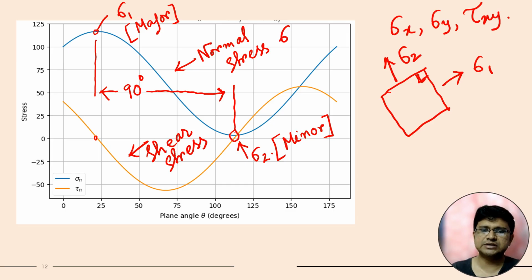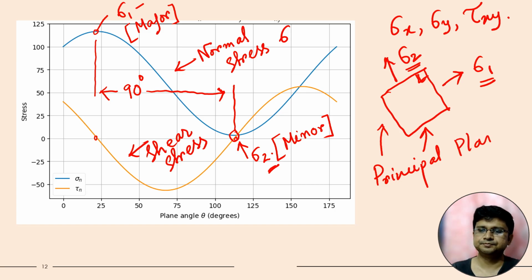For maximum also shear stress is 0. For minimum also the shear stress is 0. So for the point of maximum or minimum normal stress, shear stress will be 0. So when the stress is either major principal stress or minor principal stress, then this plane will be termed as principal plane, and for this principal plane, shear will be 0.